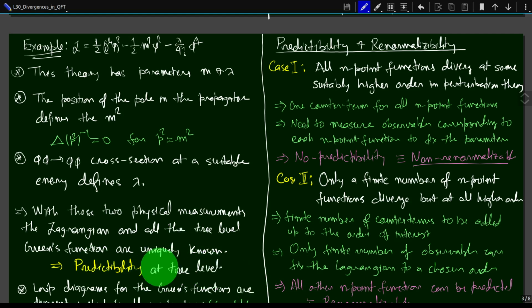At tree level, this is a definition of predictability: I use some finite number of experiments to fix the finite number of parameters in my theory, and then I will be able to predict, in principle, a countably infinite number of quantities in that theory, if it has that many independent quantities.